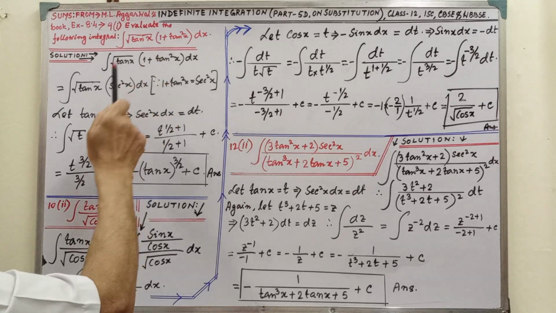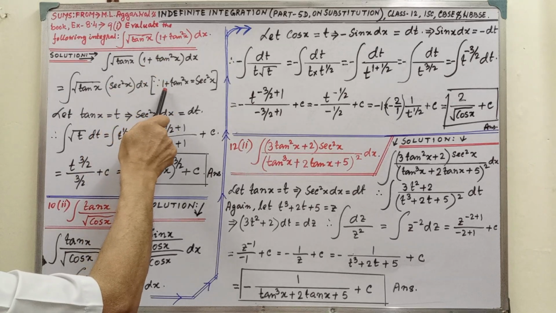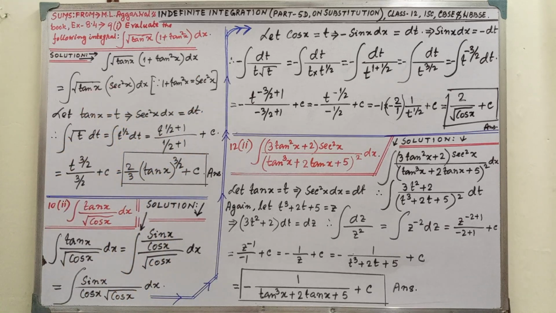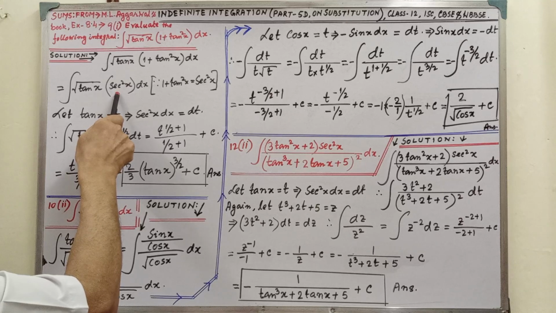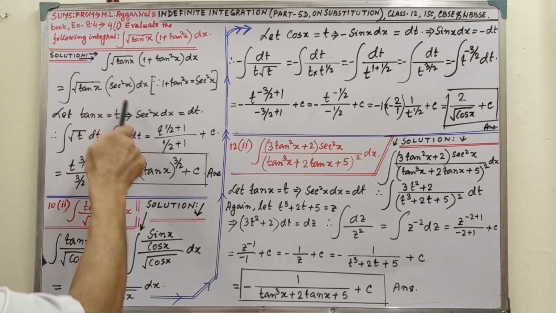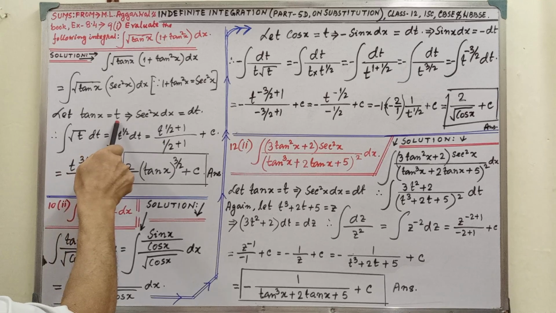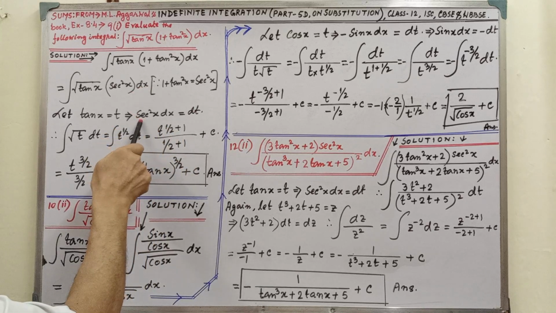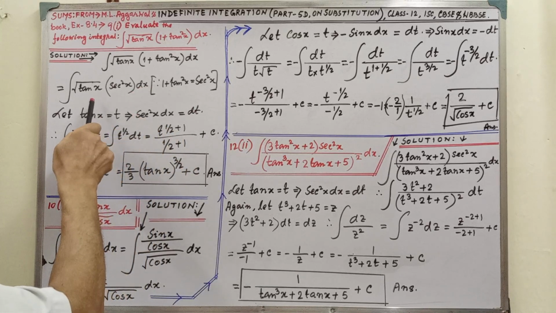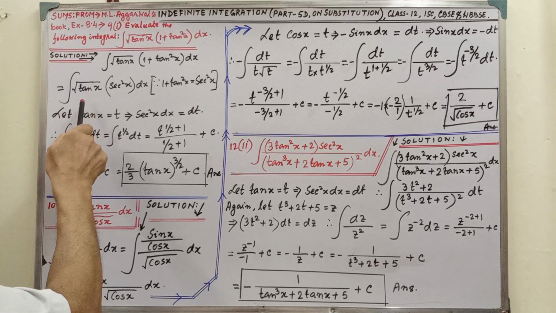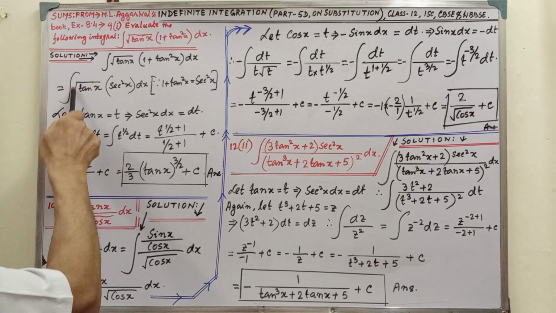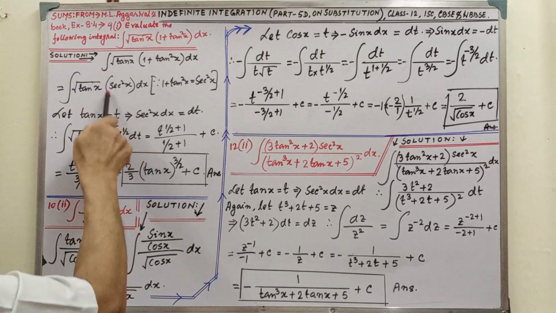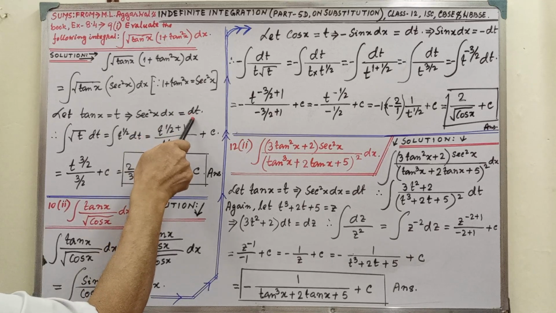Then 1 plus tan square x, that we may write sec square x, because 1 plus tan square x equals sec square x. Then if I take tan x, then differentiation of tan x is sec square x, so the remaining portion we are getting. So let tan x equal to t, by differentiation sec square x dx equal to dt. Now we have to substitute the value: in place of tan x we will write t, and here is root over t, and in place of sec square x dx we will write dt.